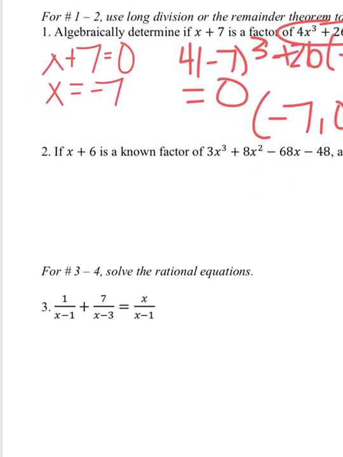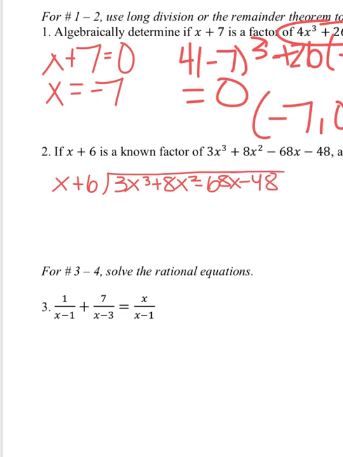factors. So x plus 6 is a known factor. So if I do long division, I can figure out it's x plus 6 times what to give me this. So 3x to the third divided by x is 3x squared. I multiply that out, I get 3x to the third plus 18x squared. I put that in parentheses and I subtract. 3 minus 3 cancels. 8 minus 18 gives me negative 10x squared minus 68x. And then I go again.